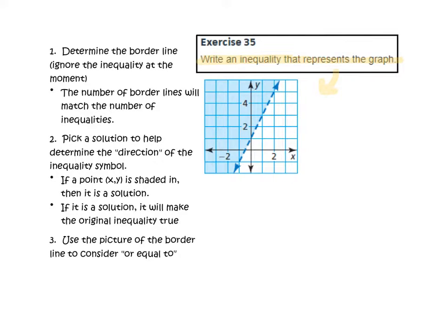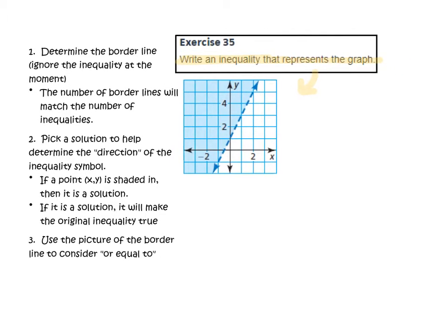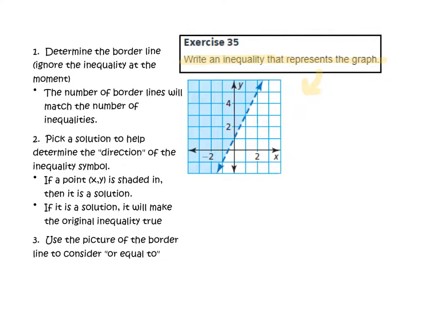Over on the left-hand side, I have a list of steps that can help us do these types of problems. The first thing that we're going to do is determine the borderline. Now we know that this is going to be an inequality, but for right now we're just going to ignore the inequality, and we'll come back to that in step 2. The one thing they want us to pay attention to is that the number of borderlines will match the number of inequalities.